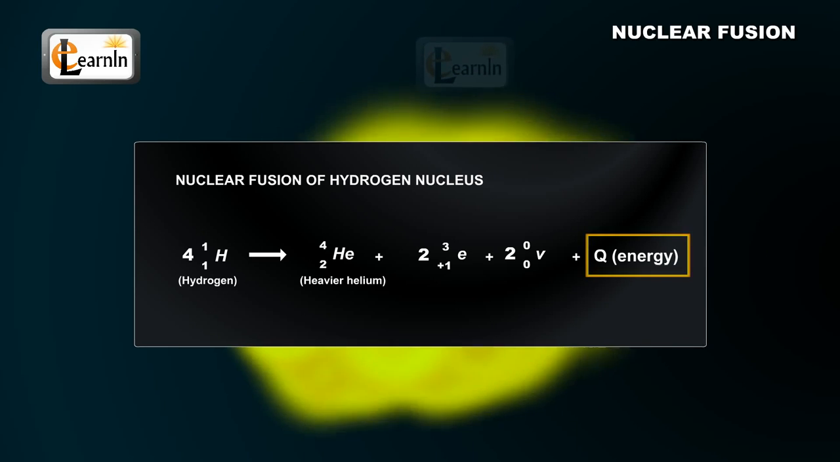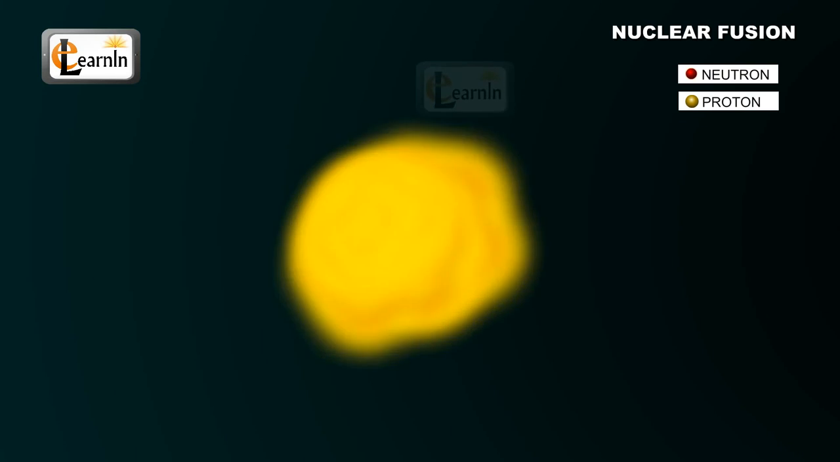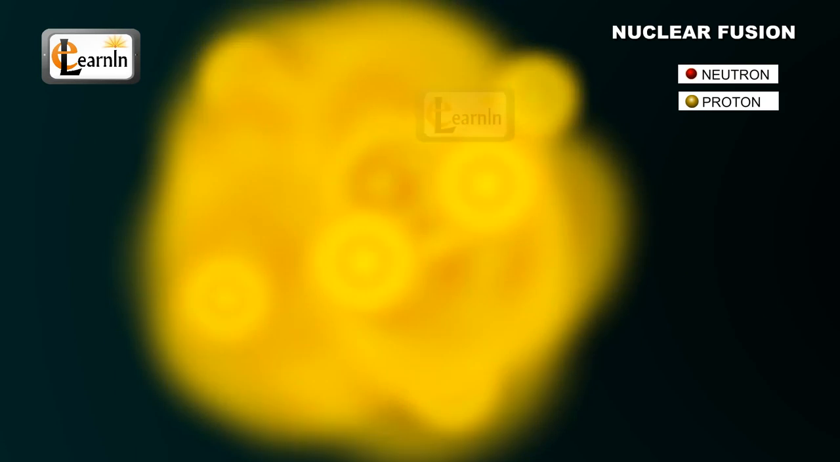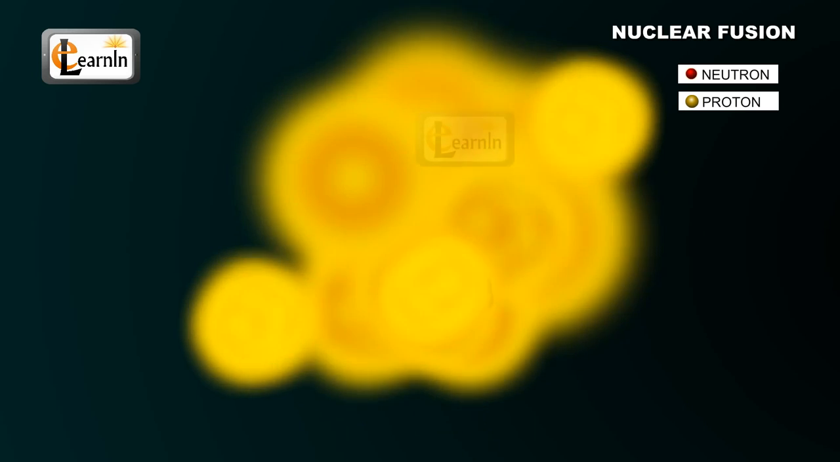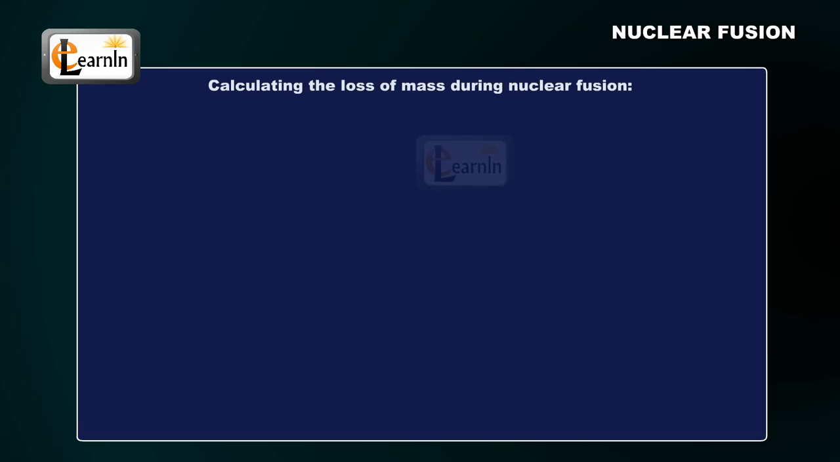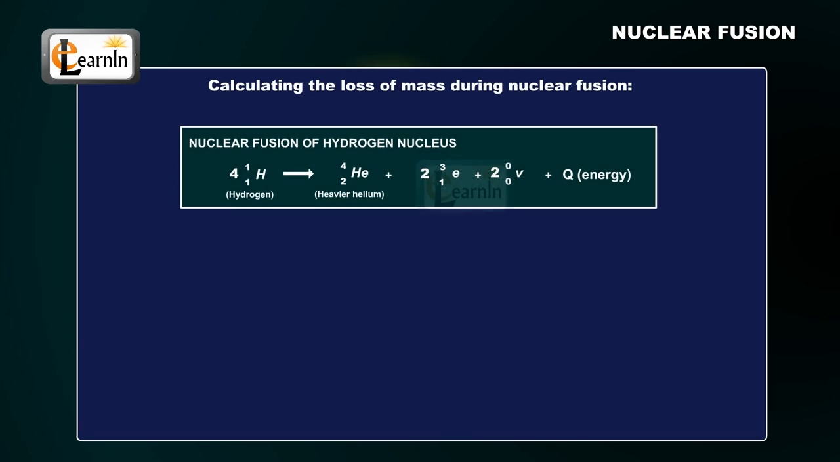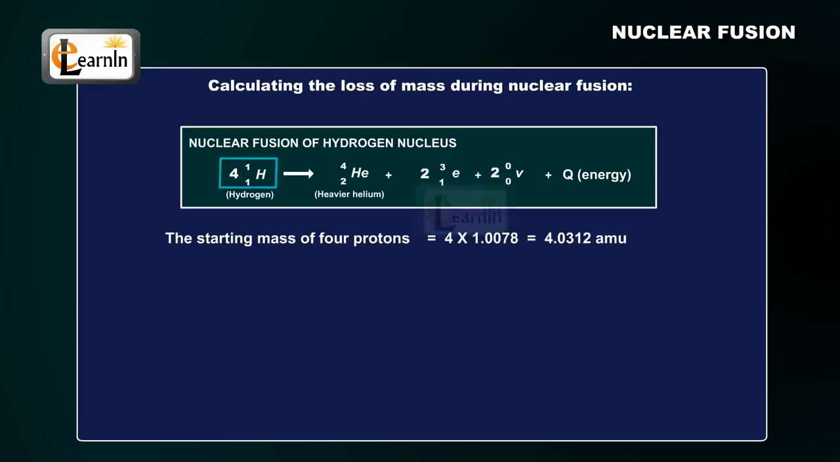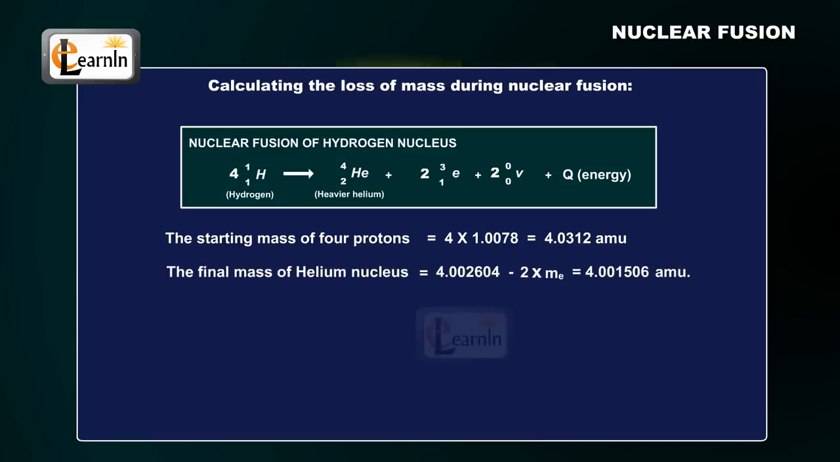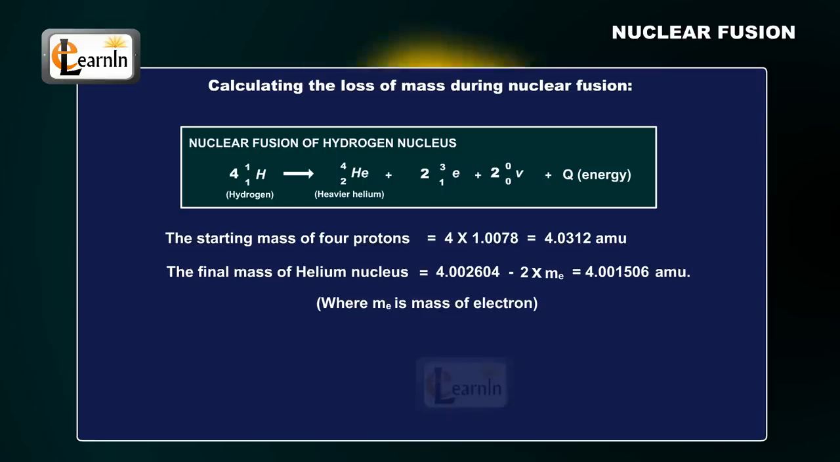But how is this enormous amount of energy being liberated from such a seemingly simple nuclear reaction? To understand this, let's first calculate the loss of mass in the process. The starting mass of the four protons is 4 times 1.0078, which is equal to 4.0312 AMU. But the final mass of a helium nucleus is 4.001506 AMU.